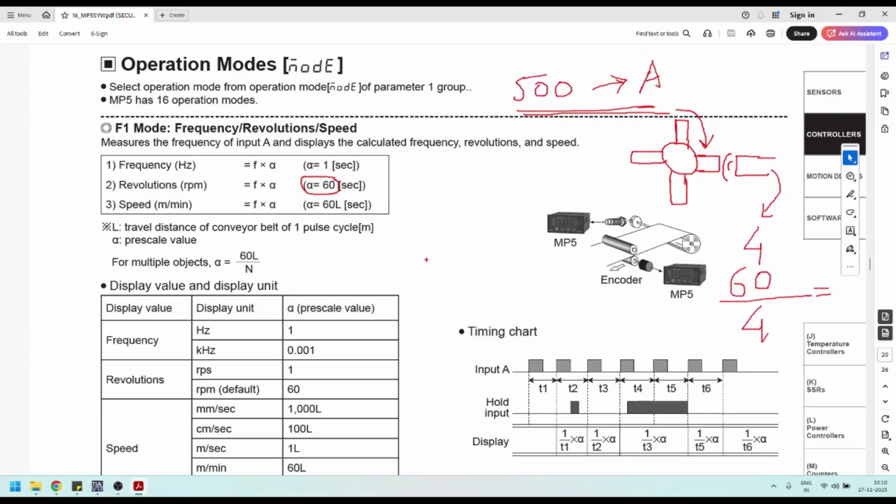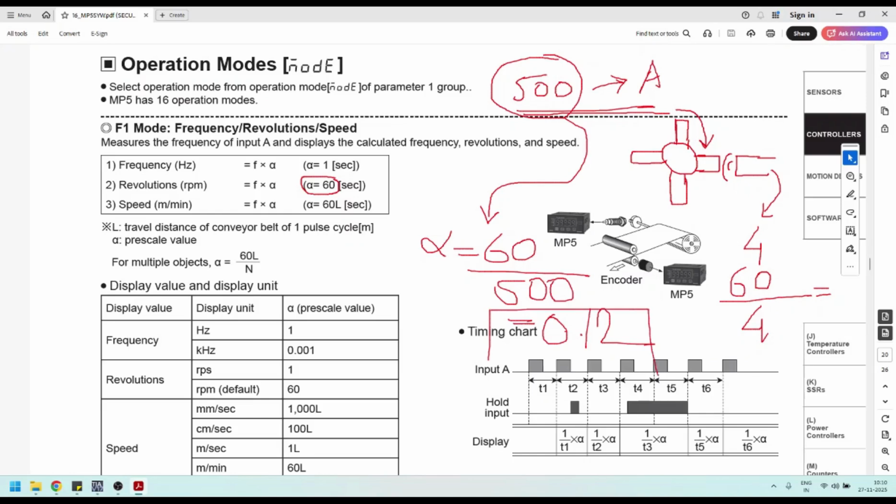Okay, in our case, my encoder is giving me 500 pulses for one complete rotation. So my alpha value will be 60 divided by 500. That comes out to be 0.12. So this will be my alpha value if I'm going to give more pulses per rotation. In our case, PPR is 500, and we have calculated 0.12. So as per your PPR, you can calculate the alpha value.